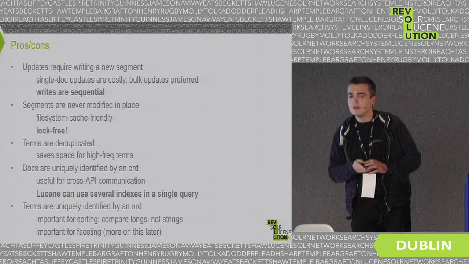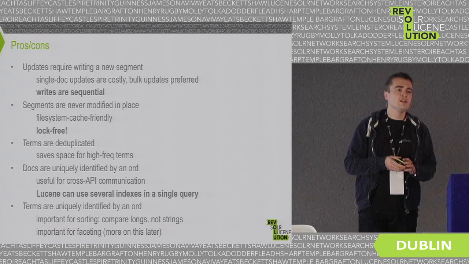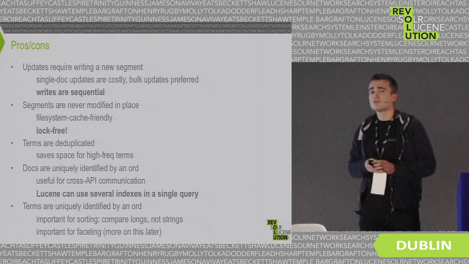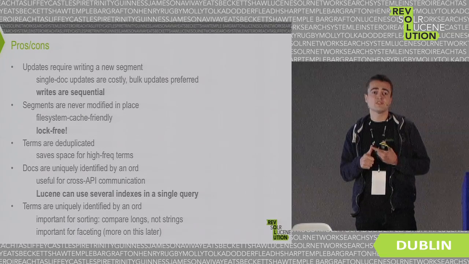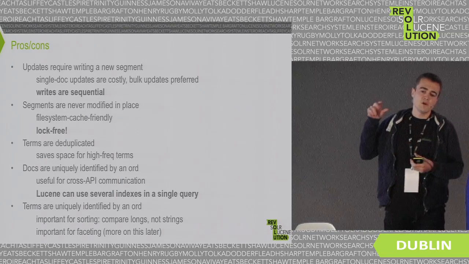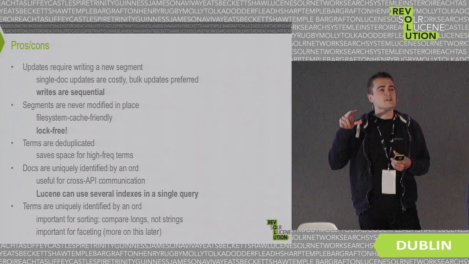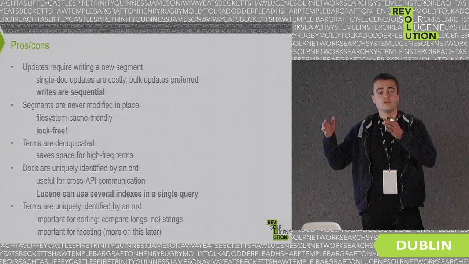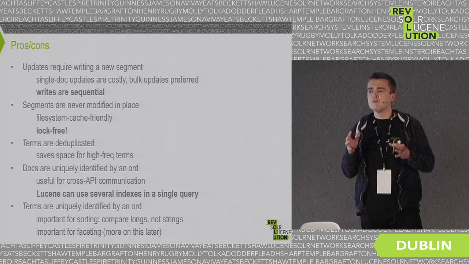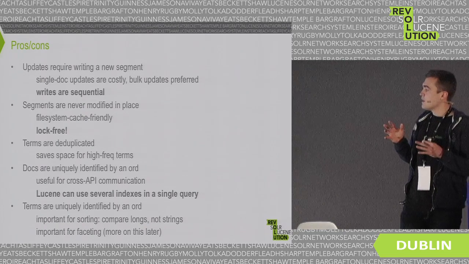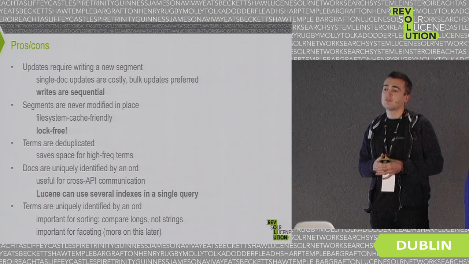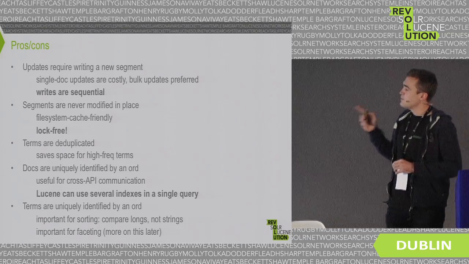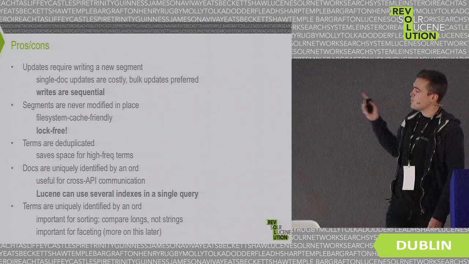And to finish with, terms are uniquely identified by an ordinal as well. This is important for two things. It is important for sorting, because when you are going to sort your matching documents, Lucene is not going to compare the bytes of your terms, it's going to compare the ordinals. And as you may know, comparing longs is much faster than comparing strings, even if they're in memory. And it's important for faceting as well, and we'll get into this later.